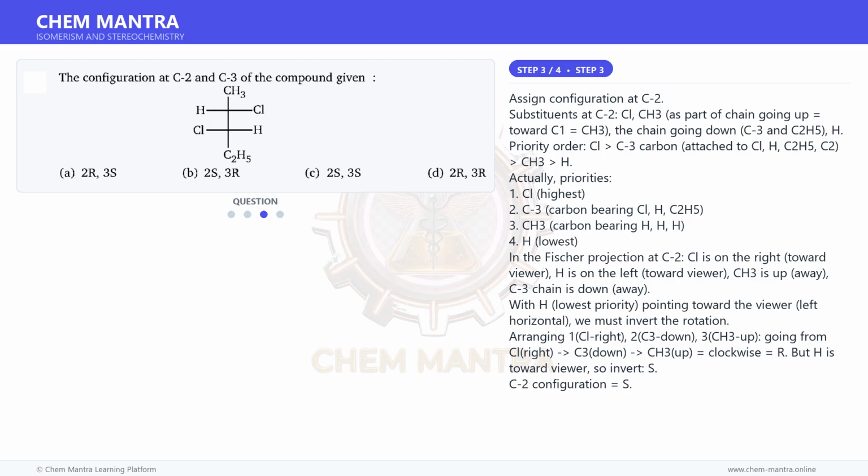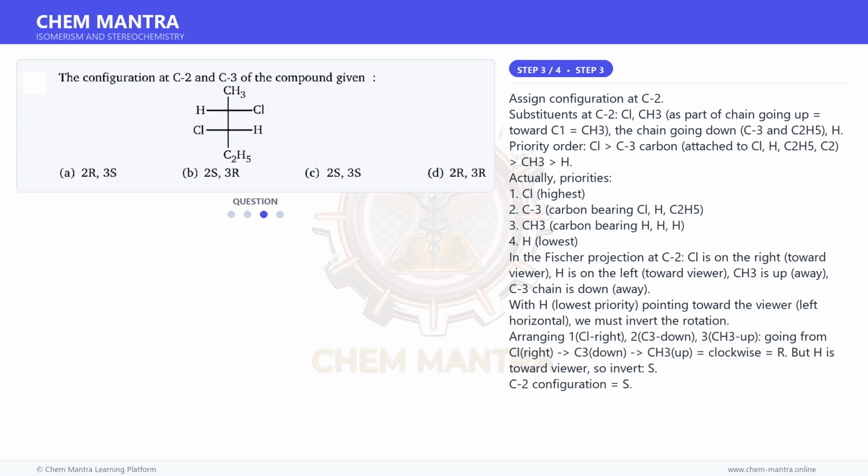Assign configuration at C2. Substituents at C2: Cl, CH3 as part of the chain going up, equal to toward C1, equal to CH3, the chain going down, C3 and C2H5, H. Priority order: Cl; C3, carbon attached to Cl, H, C2H5; C2, CH3, H. Actually, priorities: 1. Cl, highest. 2. C3, carbon bearing Cl, H, C2H5. 3. CH3, carbon bearing H, H, H.